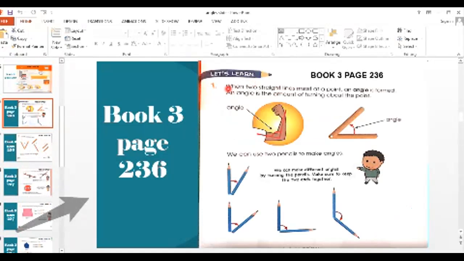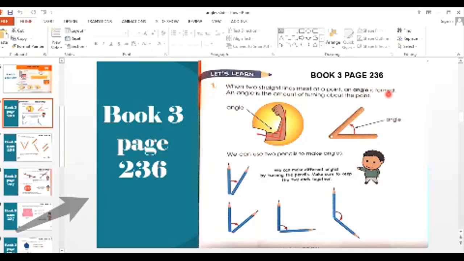Last day I asked you all, this is from the book, so please look at the screen carefully and learn this line with me. When two straight lines meet at a point, an angle is formed. The basic thing you need to learn is that the lines should be straight, and when they meet at any point, it could be a starting point, middle point, or ending point, an angle is formed.